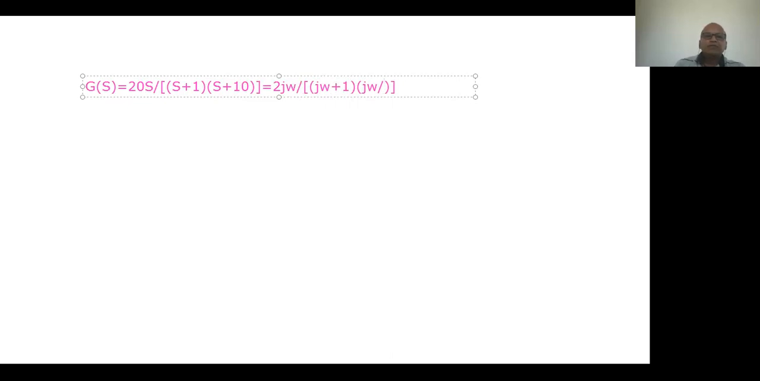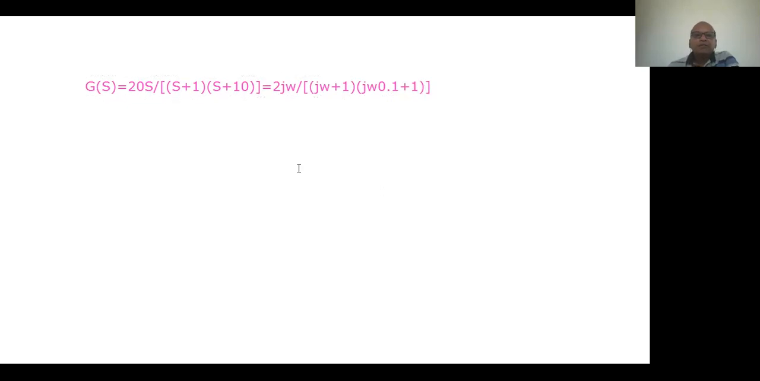Take the common term, 1 plus S divided by 10, that is j omega into 0.1 plus 1. Okay. This is the time constant form for the sinusoidal transfer function.